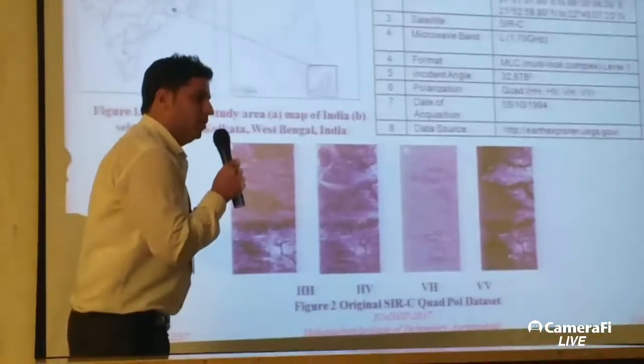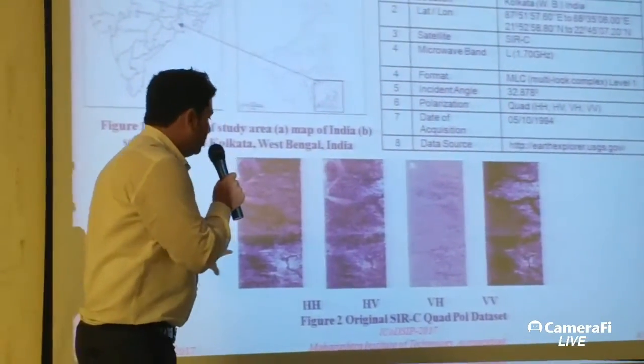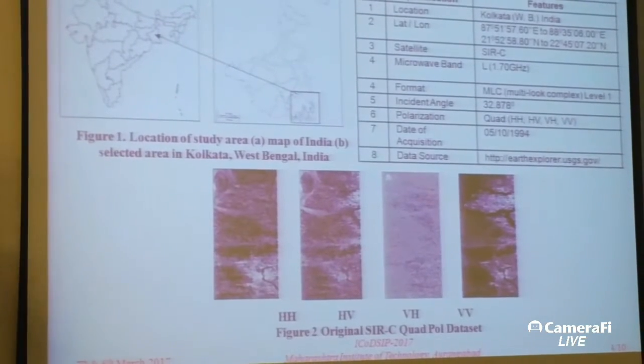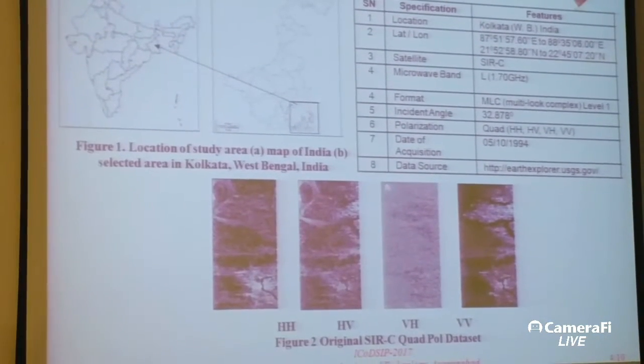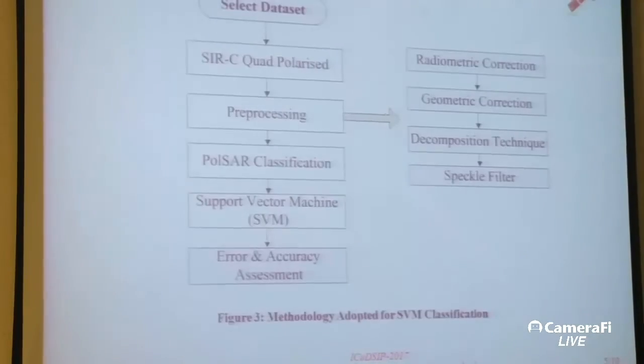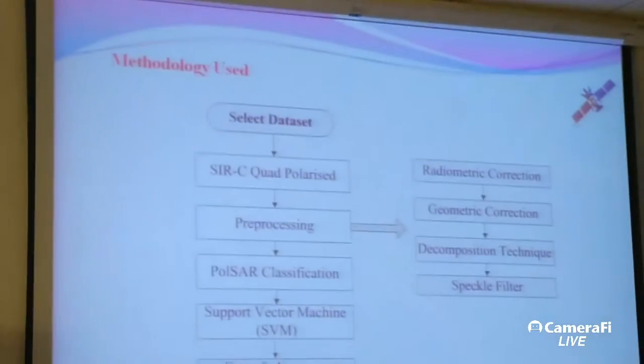This is actually the original image, the level 1 image. These are HH, HV, VH, VV. Initially, we can't understand anything from the image, so I use this image in my methods. This is the methodology which I use.